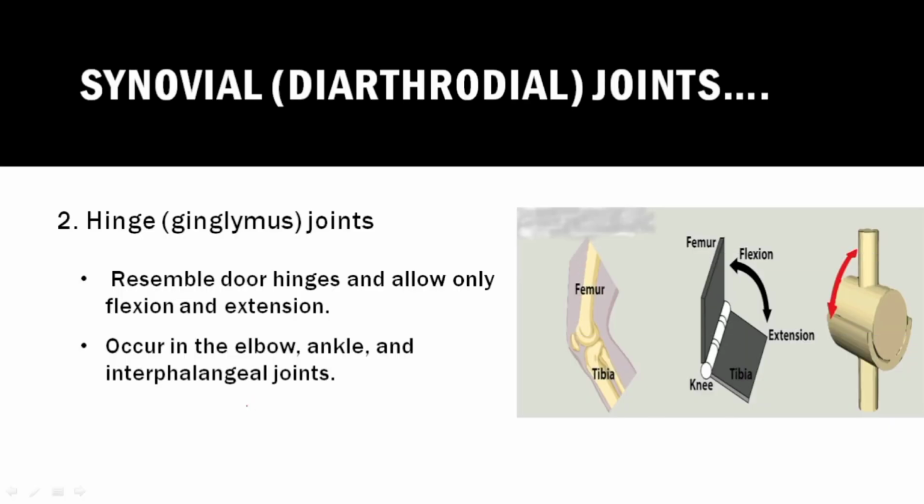Hinge joints, also called ginglymus joints, resemble the hinge of a door and allow only flexion and extension. They occur in the elbow and also as the interphalangeal joints.